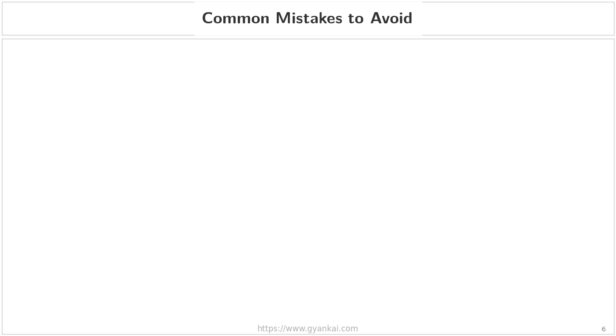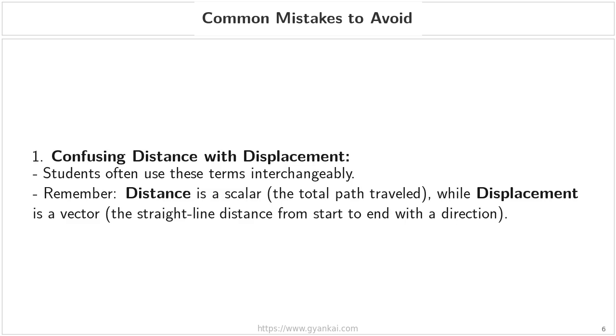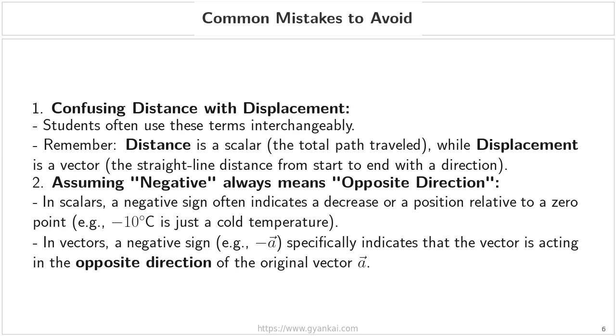Common mistakes to avoid. First, please be careful not to confuse distance with displacement. I often see students using these terms interchangeably, but as we discussed in our comparative analysis earlier, they are fundamentally different. Remember, distance is a scalar. It simply tracks the total path you have traveled, regardless of direction. Displacement, however, is a vector. It represents the straight line distance from your starting point to your ending point, and it must include a specific direction to be complete.